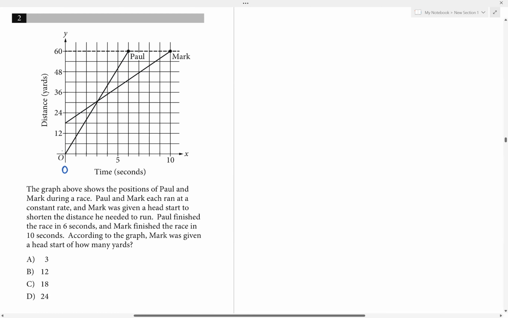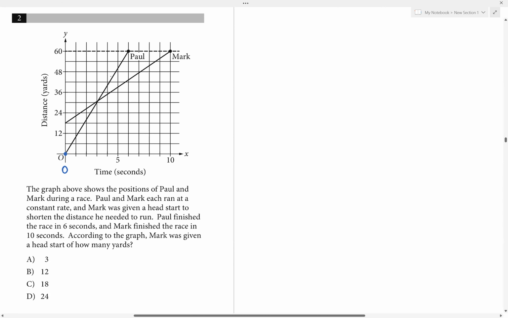So when time is 0, that's the starting point, right? See how they're not starting at the same point? So for Paul, he started at (0, 0). When time is 0, he's at 0 meters or 0 yards. That's the starting point.